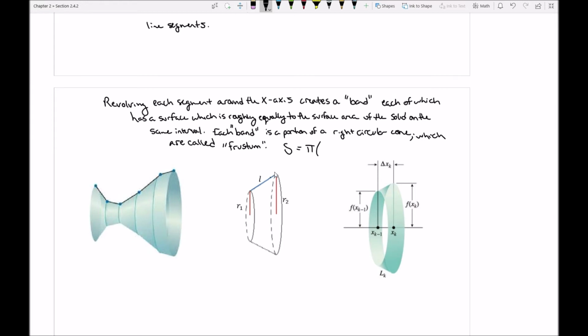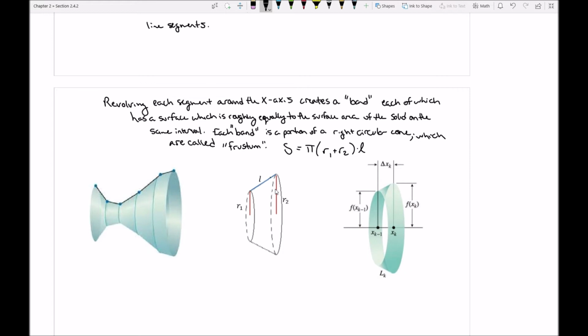The surface area for one of these frustum is given by pi times the quantity R1 plus R2, and then times L. And you'll see here that the R1, R2 kind of stands for the radii of these different size circles that exist on either end, and L represents the length of this kind of slant height, or, if you will, it's also the length of our corresponding line segment that got revolved around.